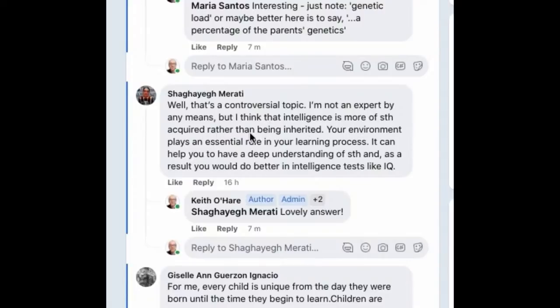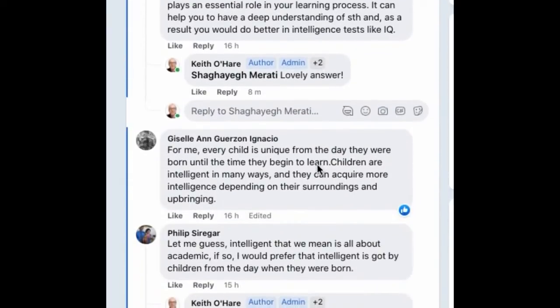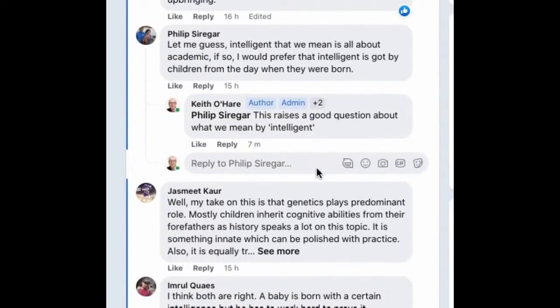Again, lovely words. Acquired intelligence or inherited intelligence. So acquired means your environment plays an essential role. Inherited means it's genetic, right? Lovely. And you go on to talk about IQ tests, intelligence tests. Nice answer. I'm just going to go through a few others.